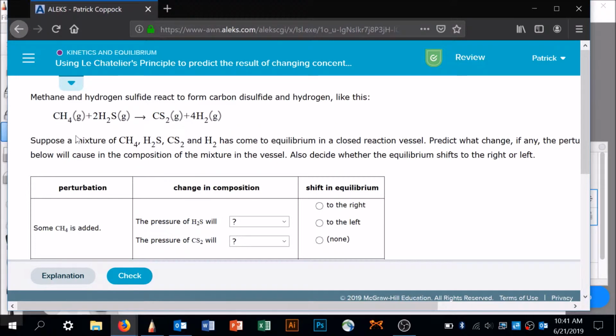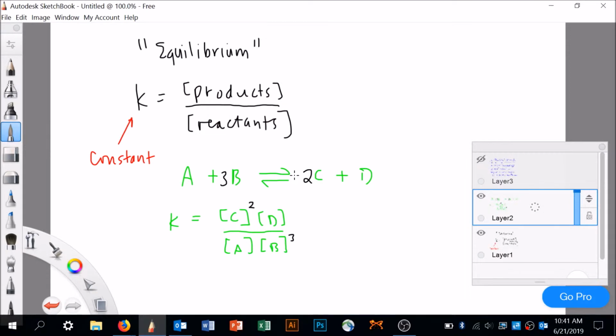If methane is added to the system, now we know, let me go back to here. If methane is added to the system, you know what I'm going to do? Do I have another, I don't have another one, do I? Okay, let me get rid of this one. I'm going to just come over here.